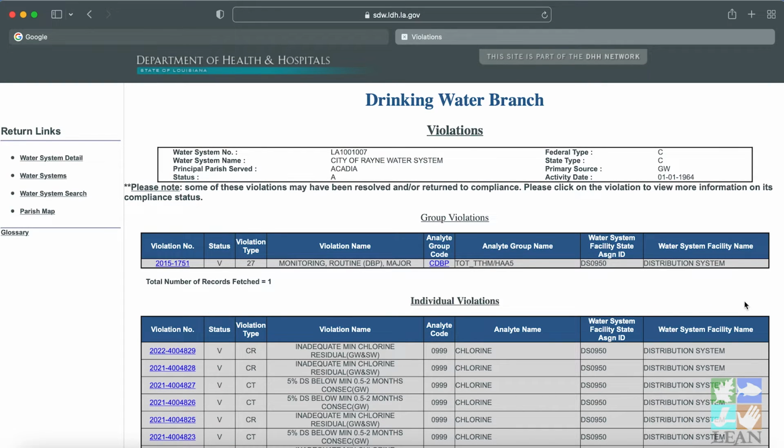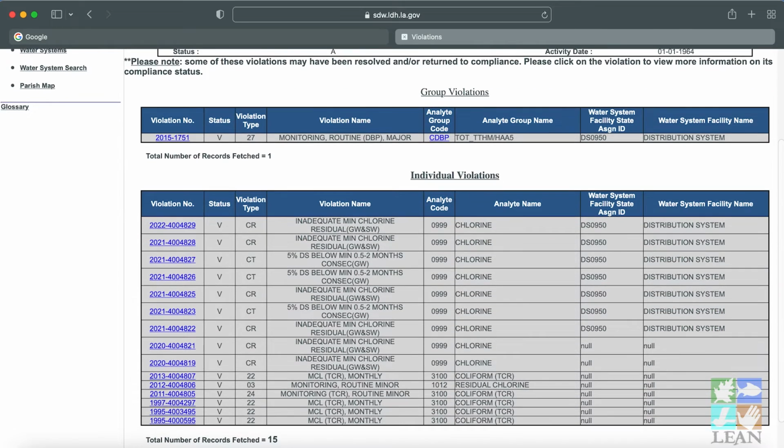So the first thing that I see is chlorine, inadequate chlorine residual. Chlorine is a disinfectant, and basically what that means is because you have inadequate levels of disinfectant, you could also be having water pathogens. We spoke of that before, and that's what we saw on the EPA's website, that there were a lot of positive total coliform detections, and you would expect that if you have very low chlorine.